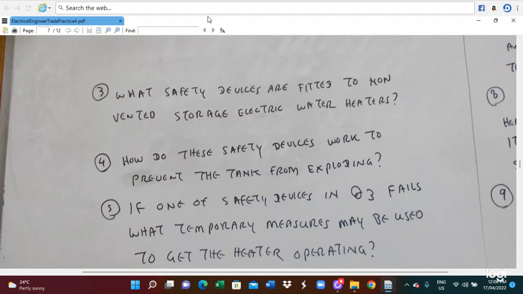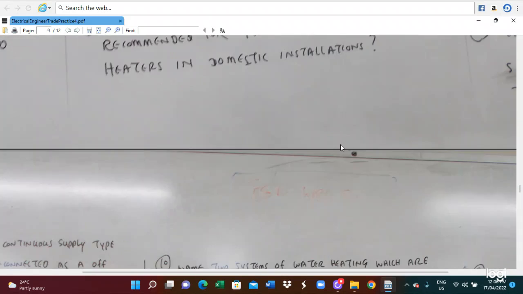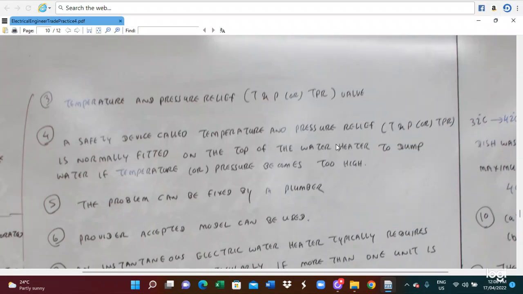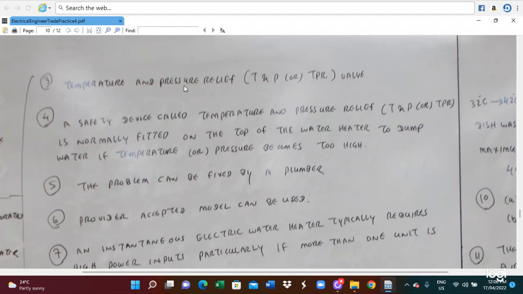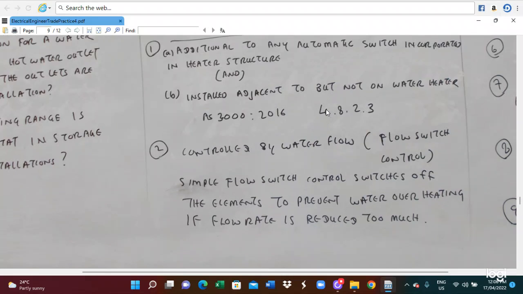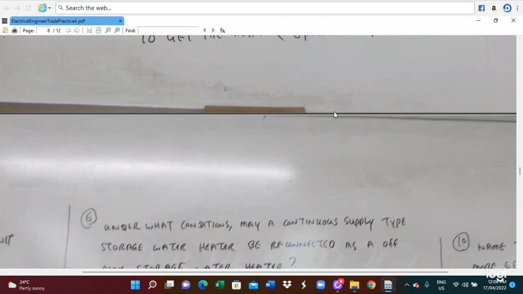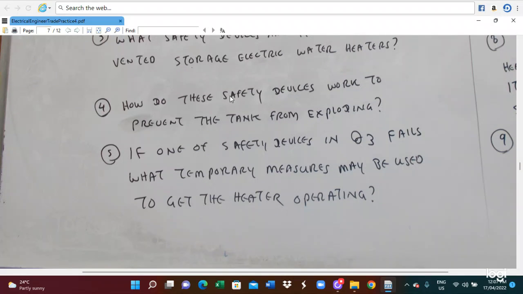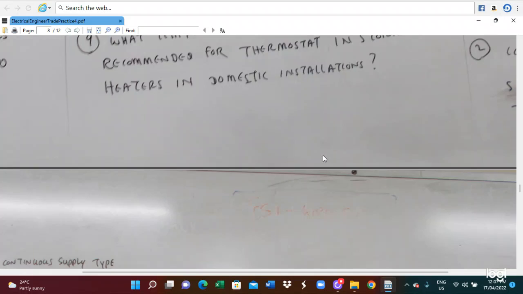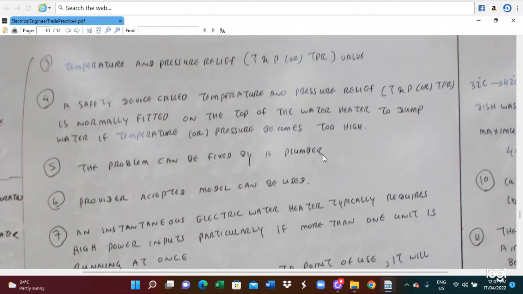And what safety devices are fitted to unvented storage electric water heaters? This is the answer: temperature and pressure relief valves are installed. And question number 4: how do these safety devices work to prevent the tank from exploding? A safety device called the temperature and pressure relief valve is normally fitted on the top of the water heater to dump the water if the temperature or pressure becomes too high.